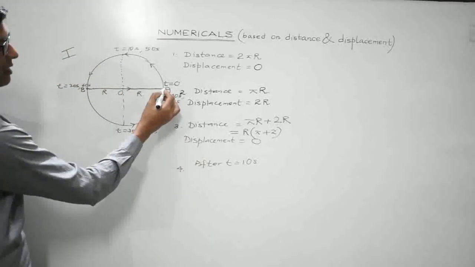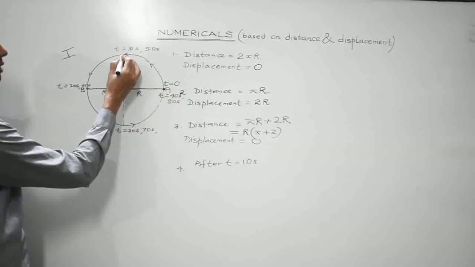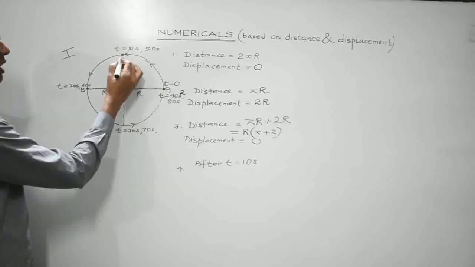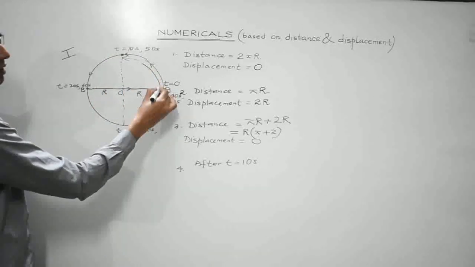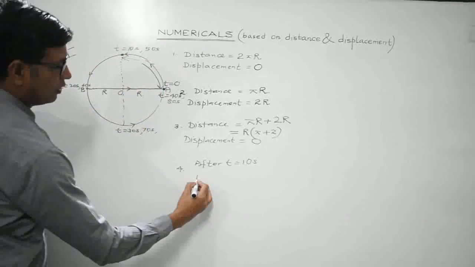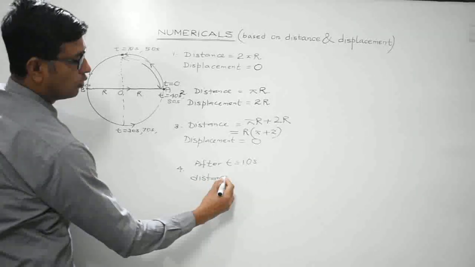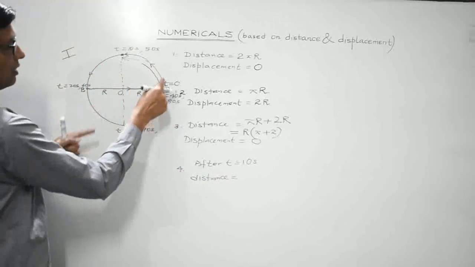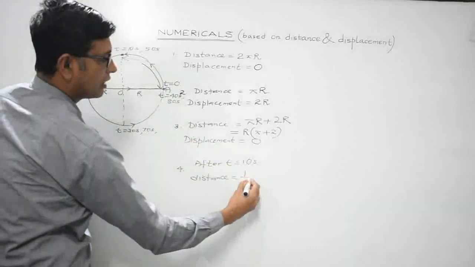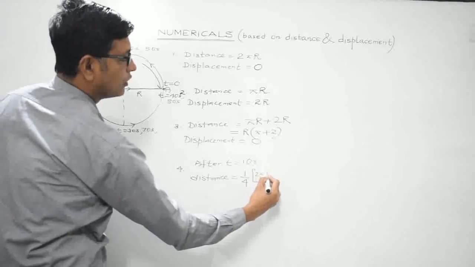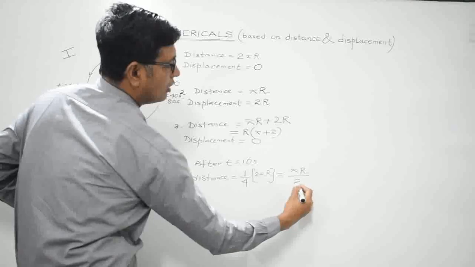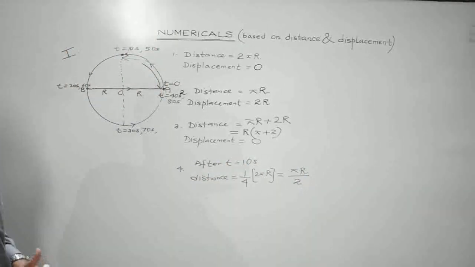So after 10 seconds, if the athlete starts from this point, he will be able to reach this particular point. So this will be the initial position and this will be the final position. And this is the length of the actual path covered. So the length of the actual path covered will be the distance. So distance in this case would be equal to this part. It is 1/4 of the total circumference of the circular path. So it will be equal to pi r divided by 2. This will be the distance.